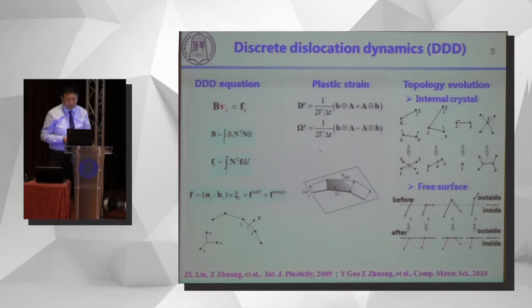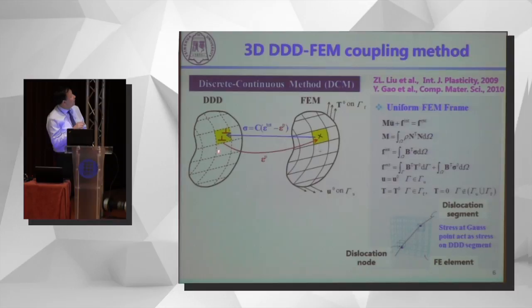So we can use a coupling method from the crystal plasticity, coupling the dislocation dynamics model to the finite element model. From dislocation dynamics, we calculate the plastic strain, because if the dislocations move, they produce plastic strain, and this plastic strain is transferred to the Gauss point of the finite element. At the Gauss point, we calculate the stress, and this stress goes back to the DDD model for dislocation motion and rotation.